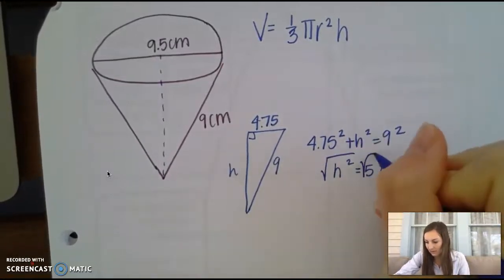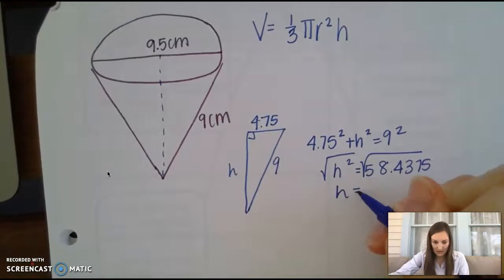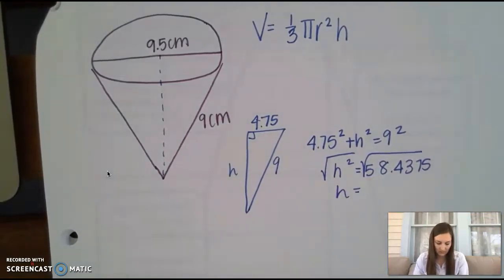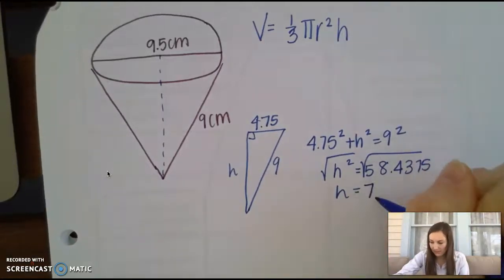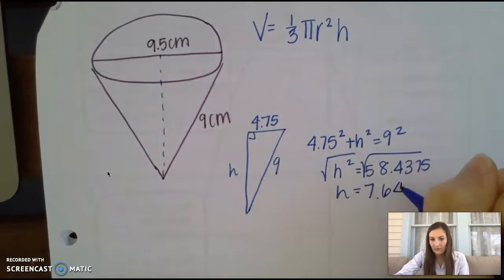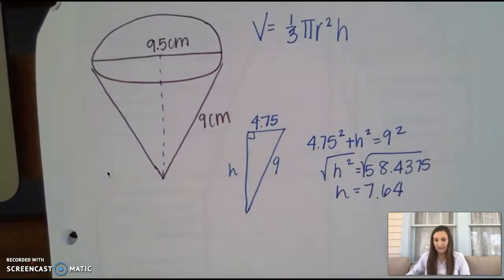I take the square root of both sides, and h equals the square root of 58.4375, which gives me a height of 7.64. So that is my actual height.